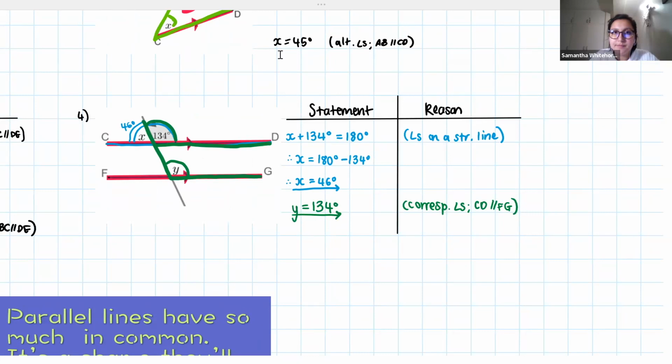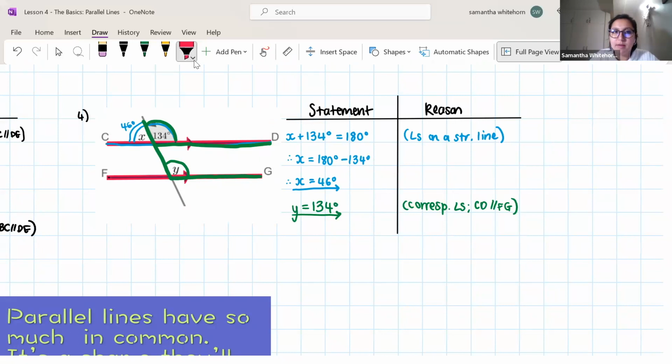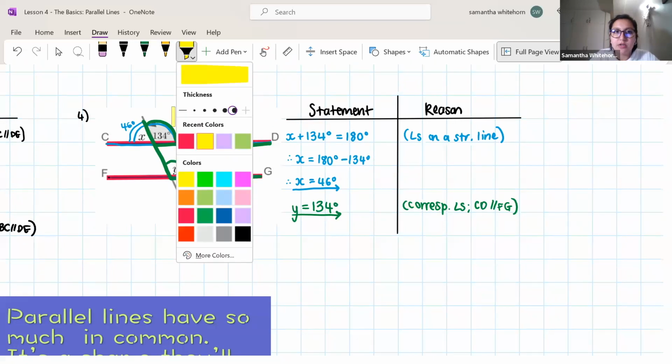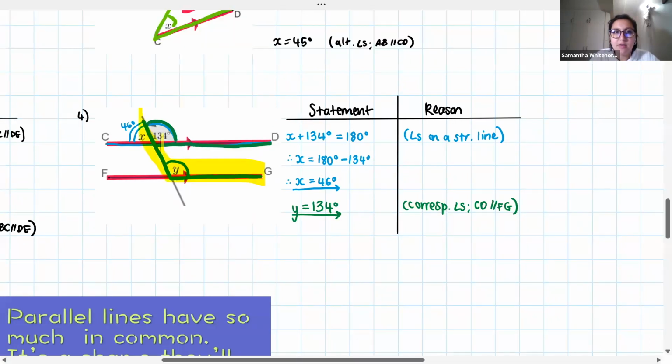How do you get 134 degrees? Remember, it's corresponding. Yes, ma'am, remember, there's the F shape. So here's my F, which means that 134 corresponds to Y. So it's just corresponding angles. Thank you, ma'am.